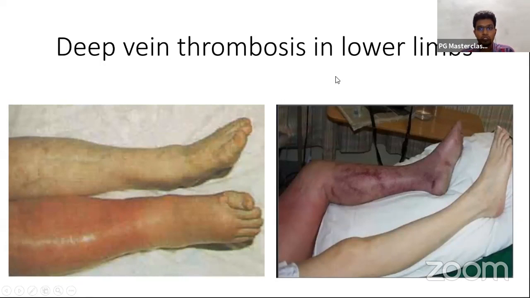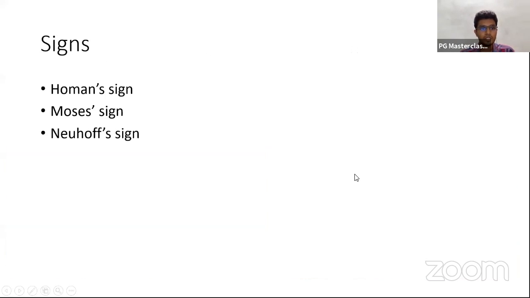Images showing deep vein thrombosis in lower limbs, which is termed phlegmasia alba dolens, which was initially thought to be due to the obstruction of the lymph vessels. The second image is showing phlegmasia cerulea dolens, which causes a bluish discoloration of the limb, which is an acute condition. Signs which are elicited in deep vein thrombosis: Homans sign, Moses sign, and Neuhof sign.